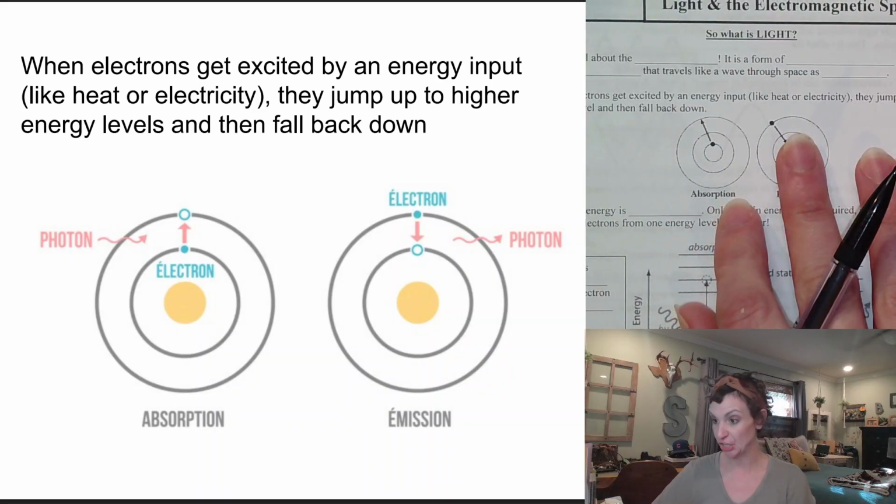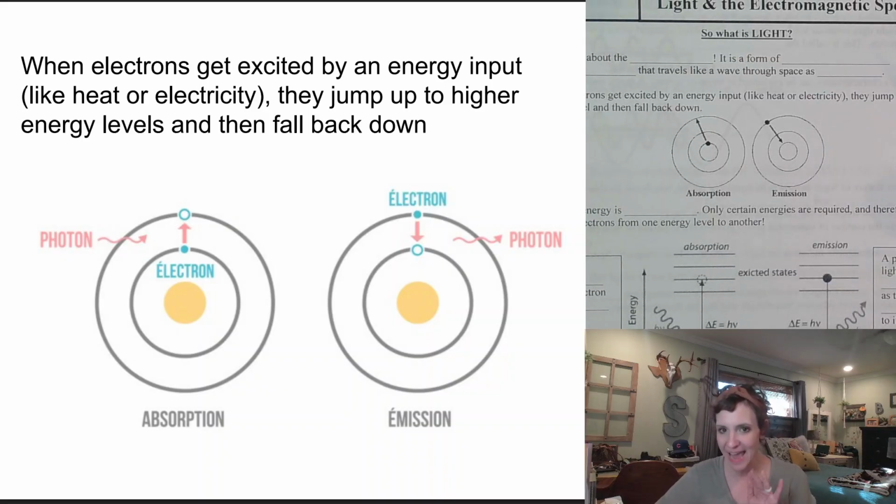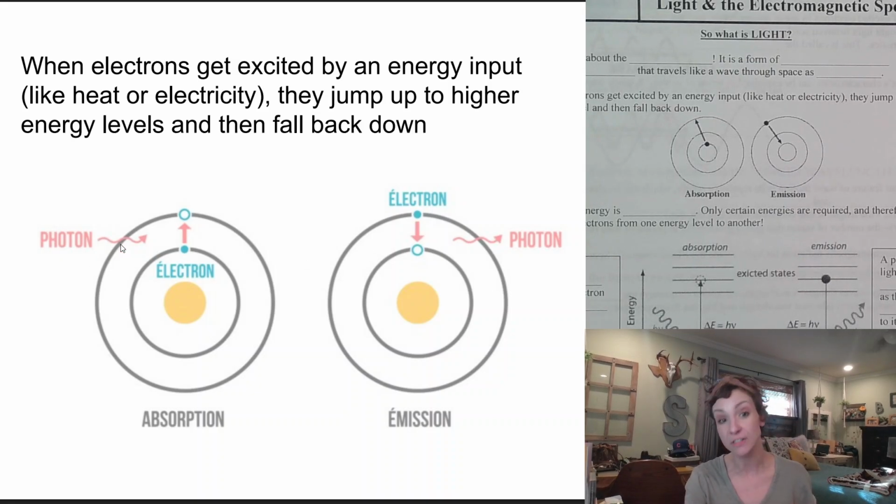I made my picture a little bit darker so on printing it would look a little bit better. But basically what happens is when electrons get excited by some energy source, whether it is electricity like my gas tubes, or it is heat like fire, or if it is even another particle of light coming in, they get excited and they will actually jump from whatever energy level they are originally in to a higher one.